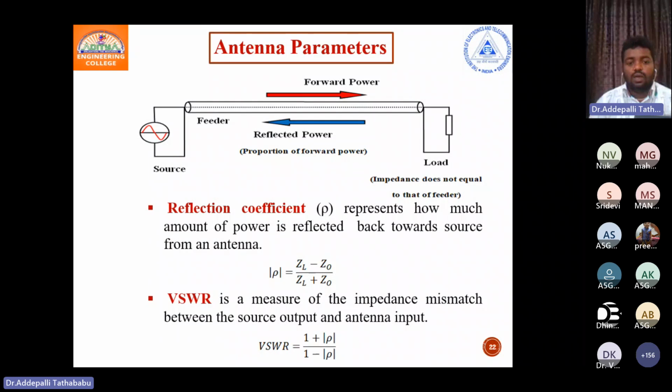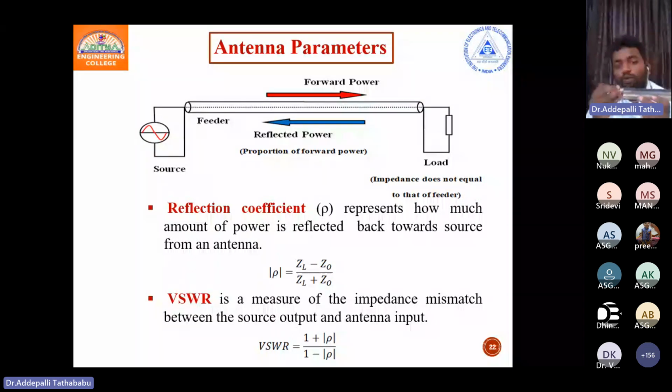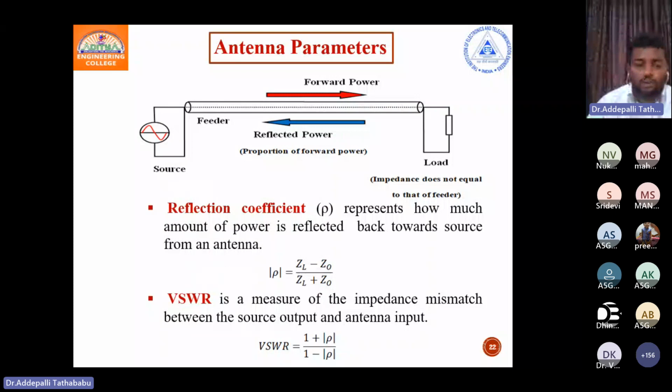If you take a microstrip patch antenna, the source is connected here. It has some characteristic impedance, and this one has some characteristic impedance. I am connecting the source here, so there is an impedance match between these two. If it is perfectly matched, the total power is accepted. If there are some deviations, some power is reflected. This is called reflected power, and this is called input power. That means the reflection coefficient is the ratio of reflected power to the incident power. That is called the reflection coefficient.